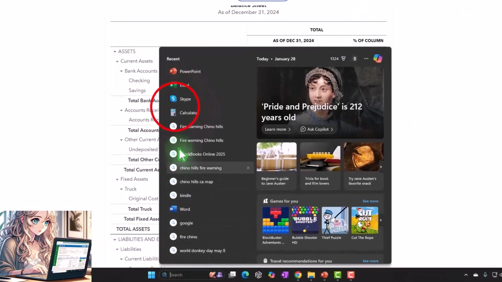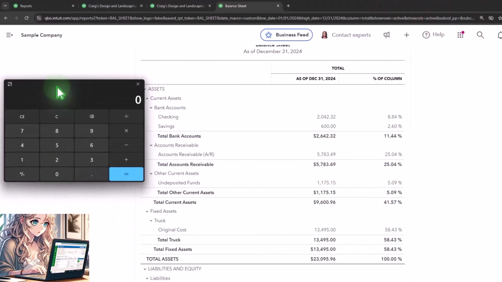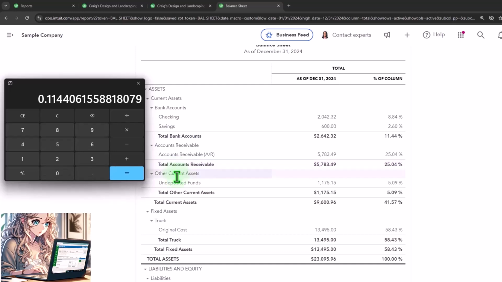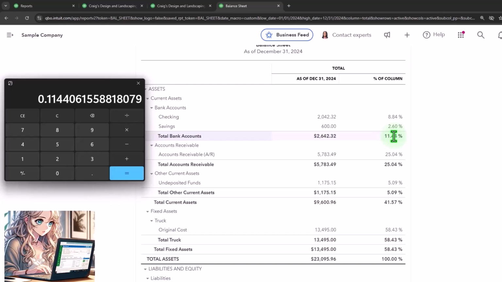If we pull out the trusty calculator to see what that looks like, we could say the checking account, for example, or we could say the bank account's total comes out to the 2642.32 divided by the total for total assets, which is kind of like the bottom line, right? 23095.96. And that's going to give us about 11.44%. So that means that the checking account accounts for about 11.44%, 11% about of our total assets.